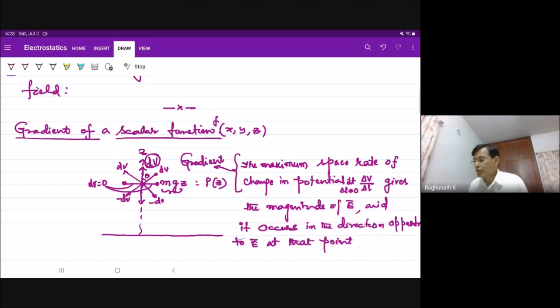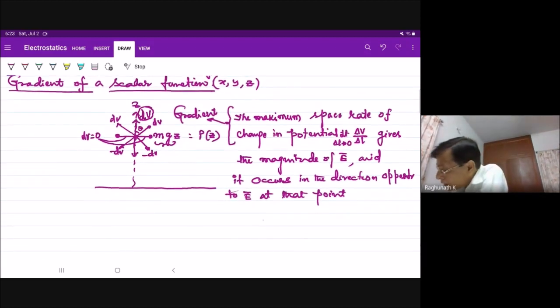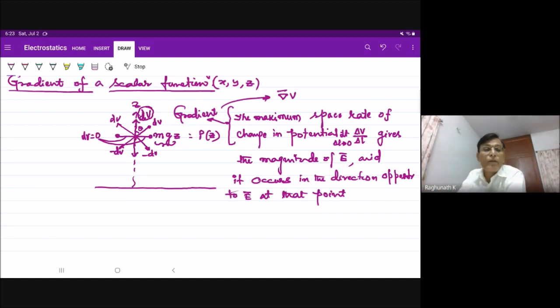Here, carefully see this. So, gradient is what? Del V, or del bar V vector. Gradient of scalar, del bar V, and E bar is equal to minus del bar V. E bar is equal to minus del bar V. Please check whether this is clear or not. Now I will explain.